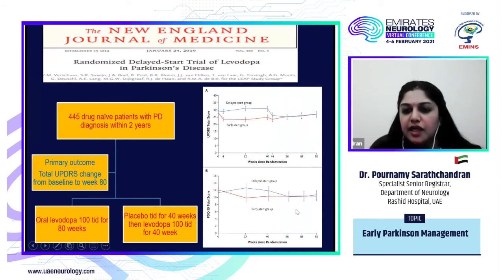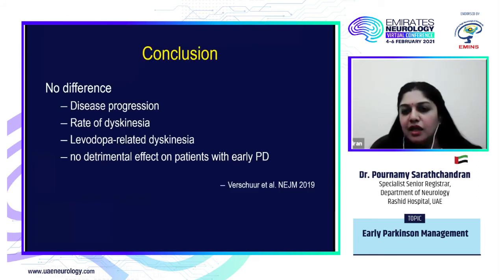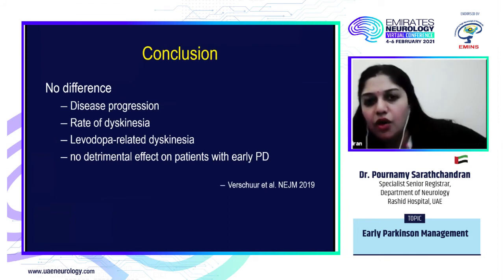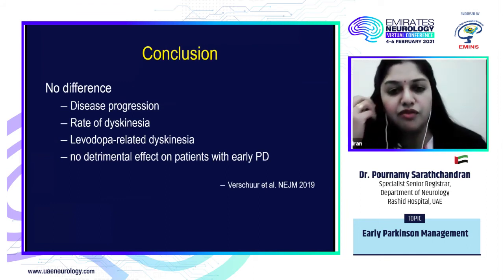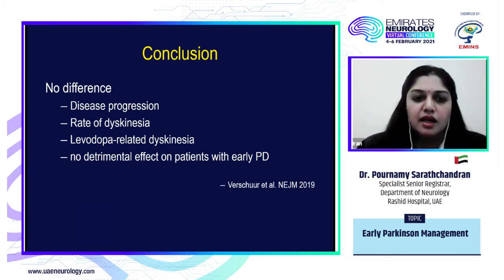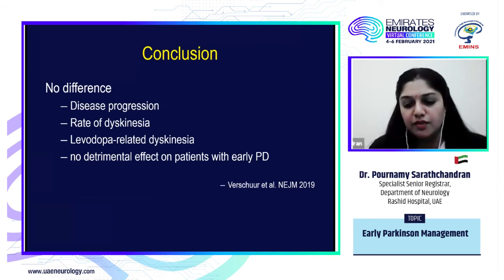the PDQ-39, indicating the quality of life, also is much better in the levodopa group. So definitely levodopa initiation early in the disease improves the symptoms. Also, it improves the quality of life as well. And once initiated, the development of dyskinesias or the total UPDRS score almost remains the same in either of the groups, indicating that delayed start or early initiation of levodopa did not have any significant effect on the progression of Parkinson's disease, rate of levodopa-related dyskinesias, or any detrimental effect on patients with early Parkinson's disease.